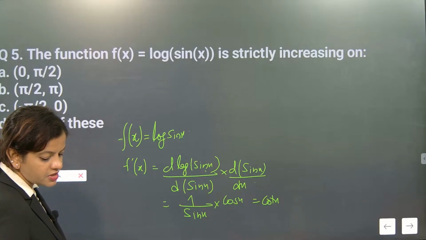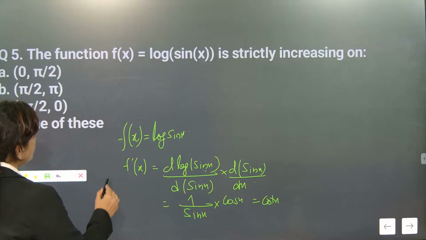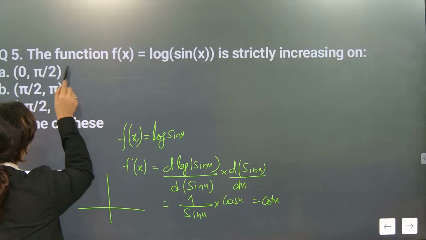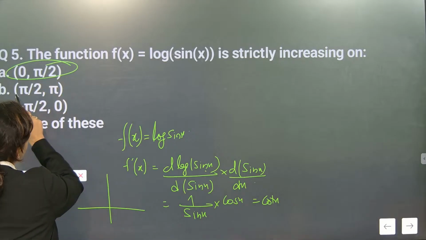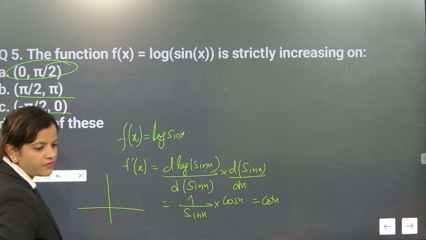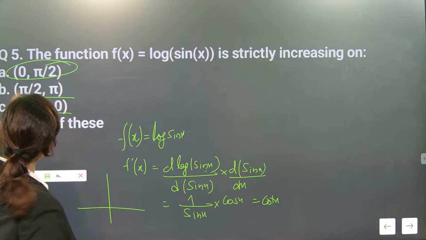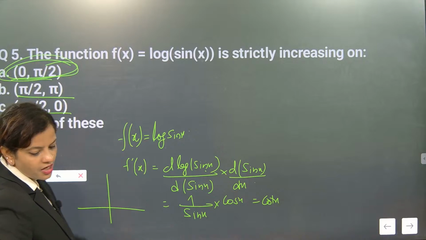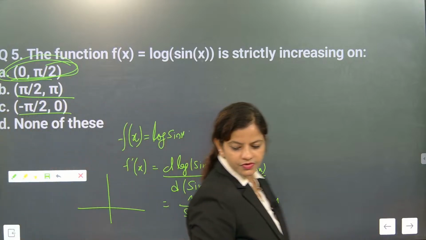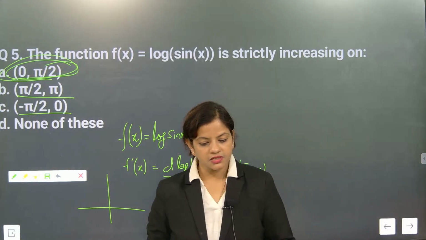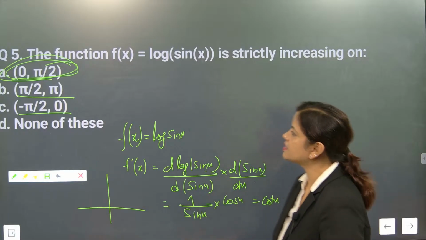I was expecting this answer only. So when you write from 0 to pi by 2, cot x is positive here. The rest of these values are negative. So 100% the correct answer is coming in the first quadrant, and that is between 0 to pi by 2. So between 0 to pi by 2, cot x is coming as positive. So the correct answer is first quadrant.